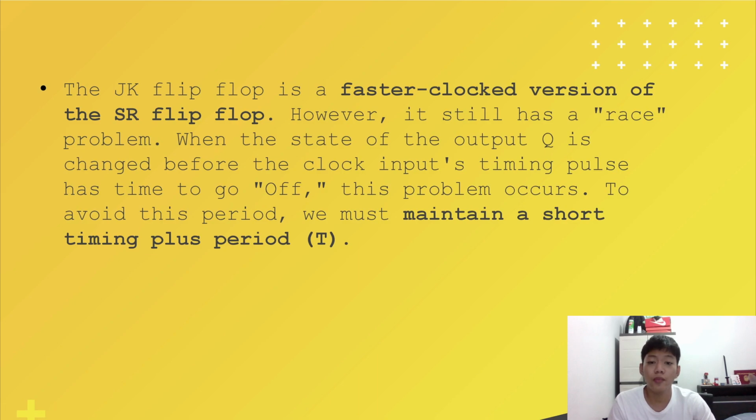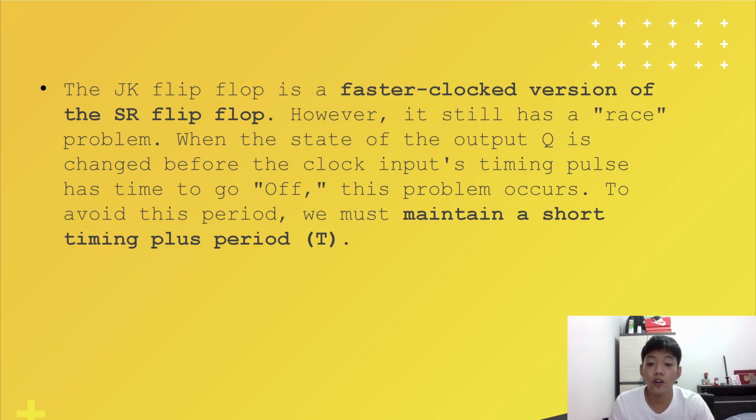Now, the JK flip-flop is a faster clock version of the SR flip-flop. Tulad nga ng sinabi natin kanina, minodify lang natin ang SR flip-flop. Gumamit tayo ng 2-3 input NAND gates at gumawa tayo ng cross-coupling sa ating SR flip-flop. And ito yung naging result, which is the JK flip-flop. Now, however, it still has a race problem.